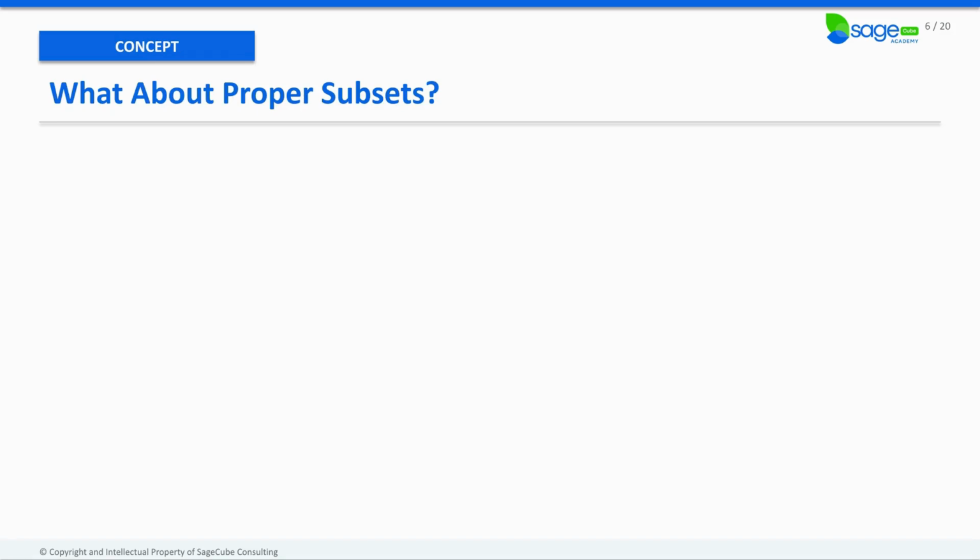Quick check. A set with 3 elements has how many subsets? Before we move on, quick check. Exactly, 2^3, and that is what? 8. Good.